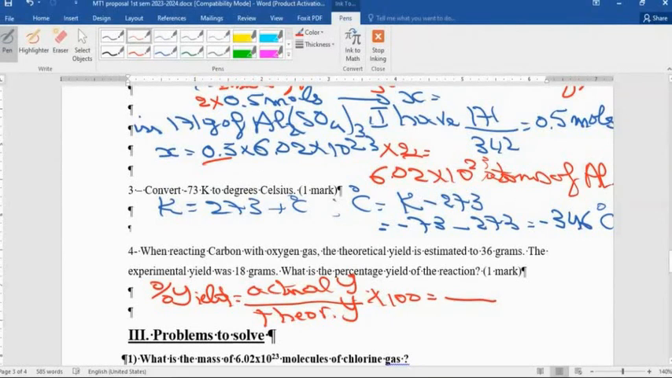Just substitute. The theoretical yield is always greater than the actual yield, so it could be 36. What is the experimental yield? The true and false question asks me the actual yield, and they have the same meaning. So it is 18, multiplied by 100. This one will be equal to what? Do I need a calculator? No. Why? Because 18 is half of 36. So it is 50%. You see, sometimes I don't need to use the calculator. No need.